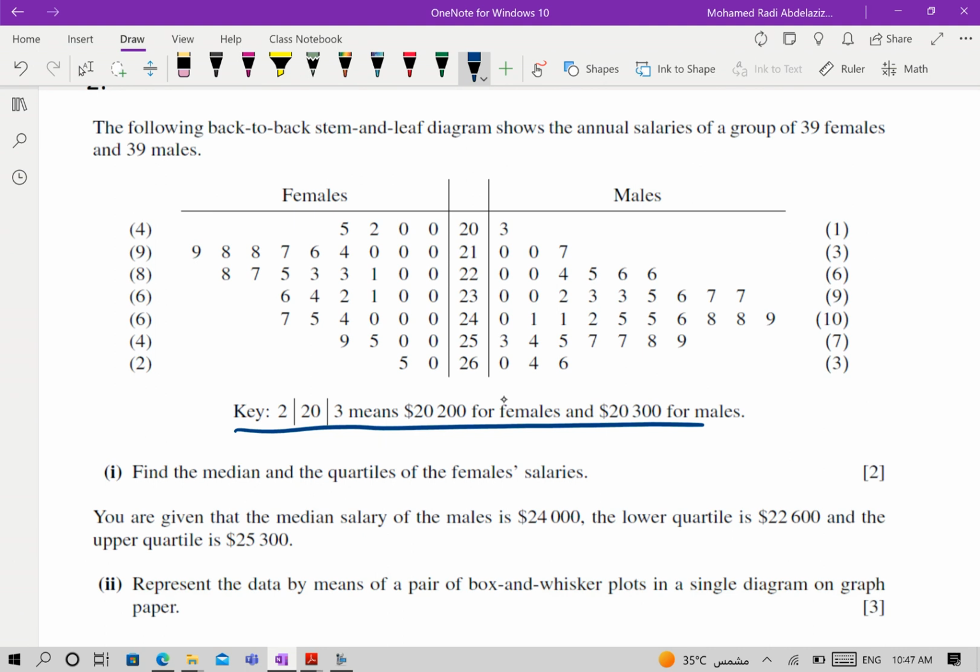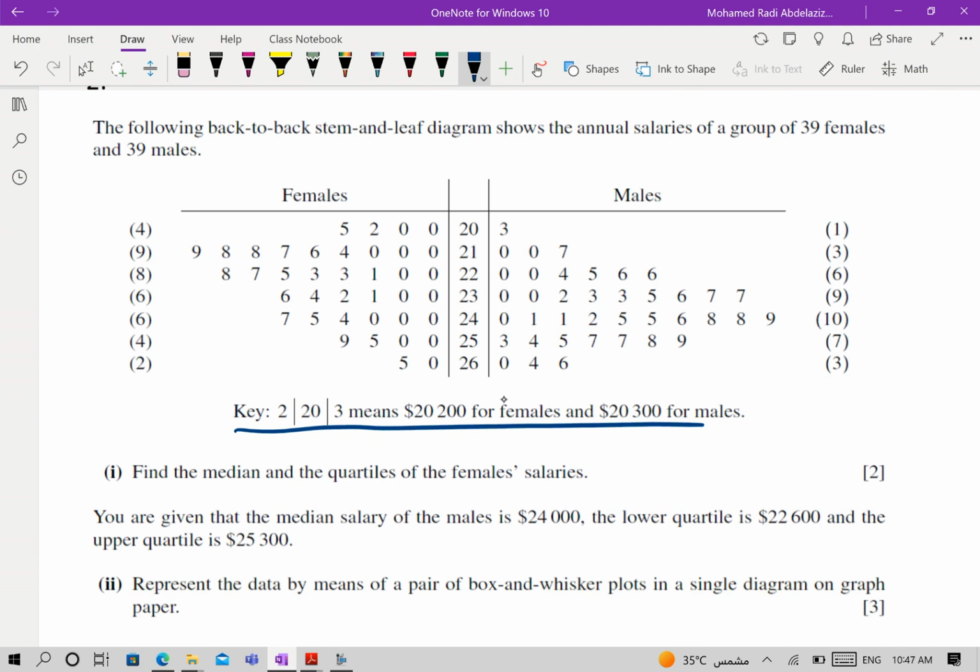It's written 23 on the right side, which is 20,300. Left side 22 means 20,200. So the stem is 10,000 and the leaves are in hundreds.